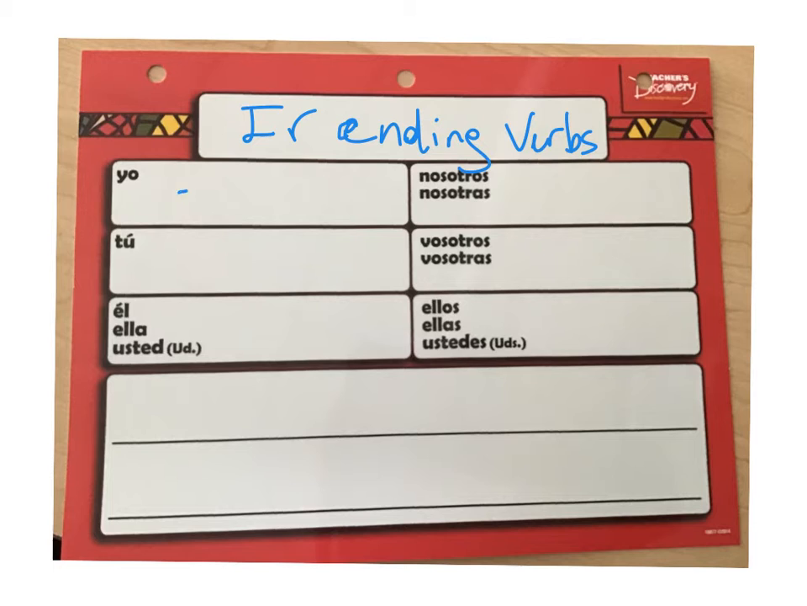So for yo is o, for tú is es, for él, ella, usted is e, for nosotros is imos, for vosotros is ís, and for ellos, ellas is en.